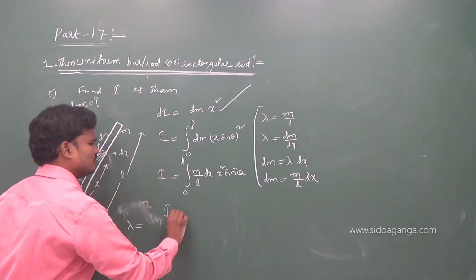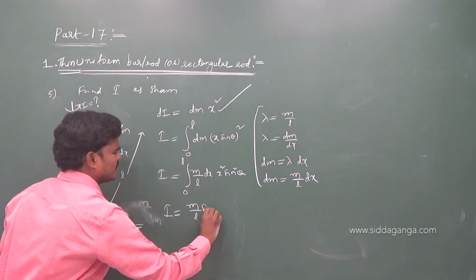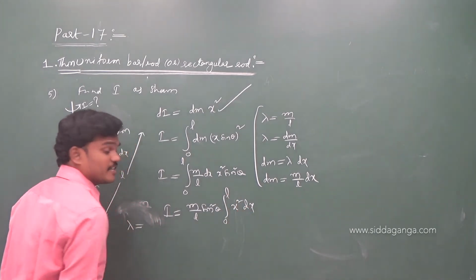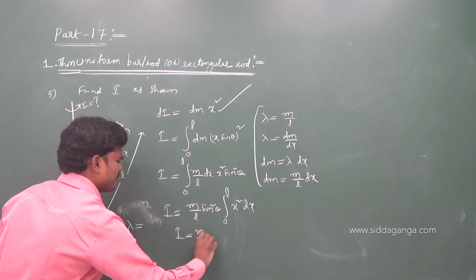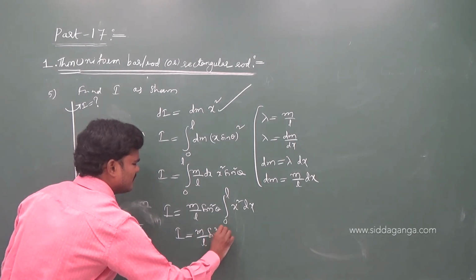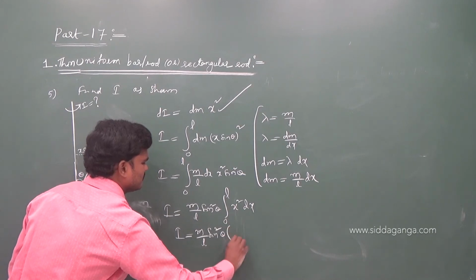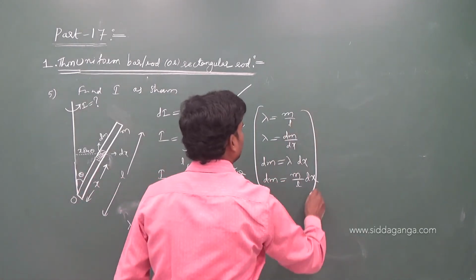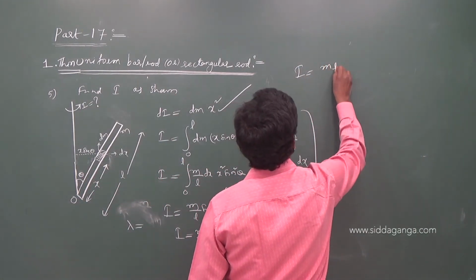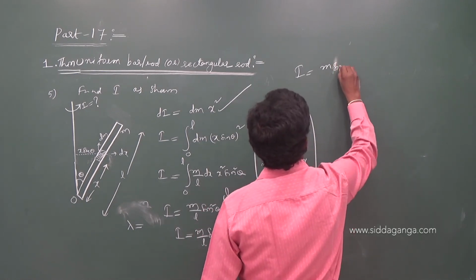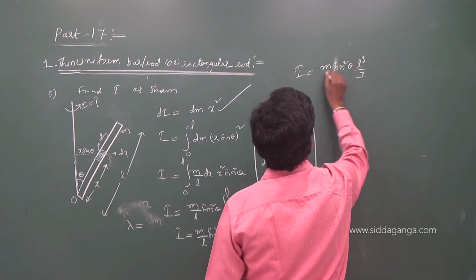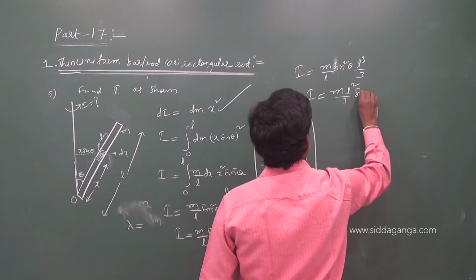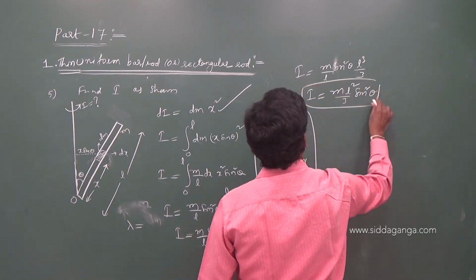Simple integration I am using now. M by L you write outside, sin square theta you write outside, integral from 0 to L of x square dx. This is x cube by 3. So M by L sin square theta times x cube by 3, from 0 to L. Substitute the limit: m sin square theta L cube by 3L. What is the answer I am getting? M L square by 3 sin square theta.